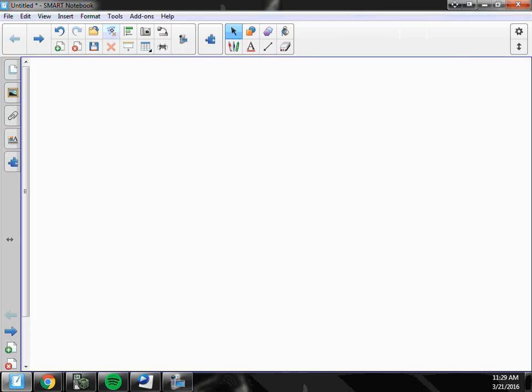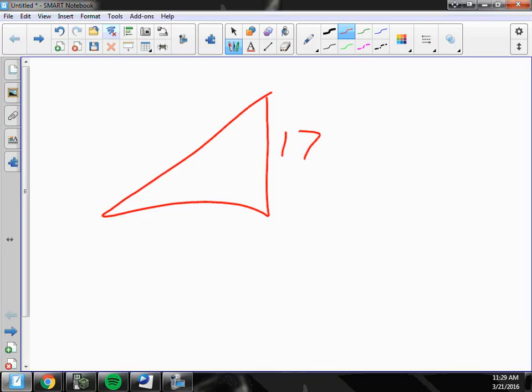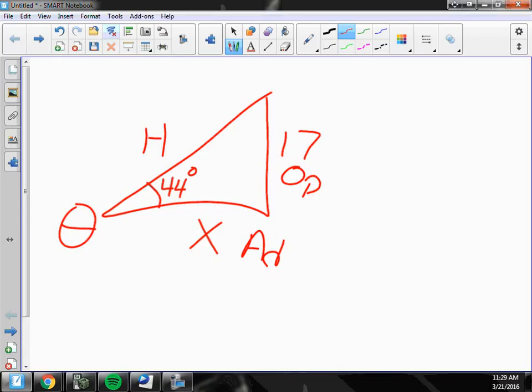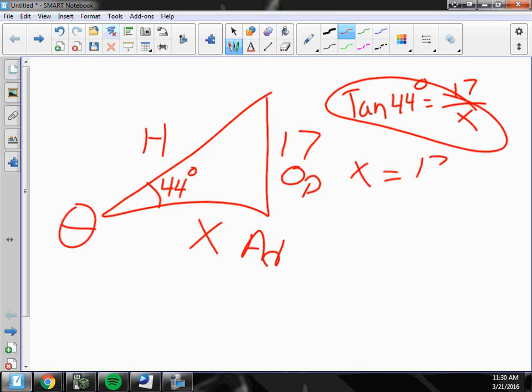Okay. What about this one? What ratio am I going to use for that? So here's theta. We always label h. And then opposite is the one that does not touch theta. So this would be opposite, and this would be adjacent. So always start with h, then label your O and your A. Tangent. Tangent of 44 degrees is equal to 17 over x. Multiply or switch? It's a switch problem, so we switch places with those.